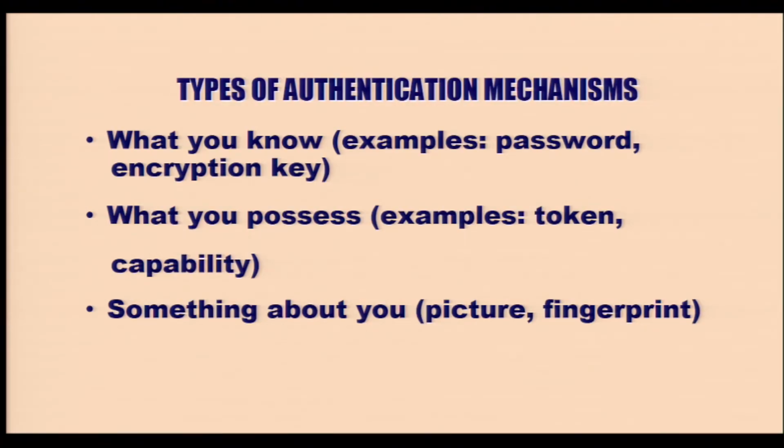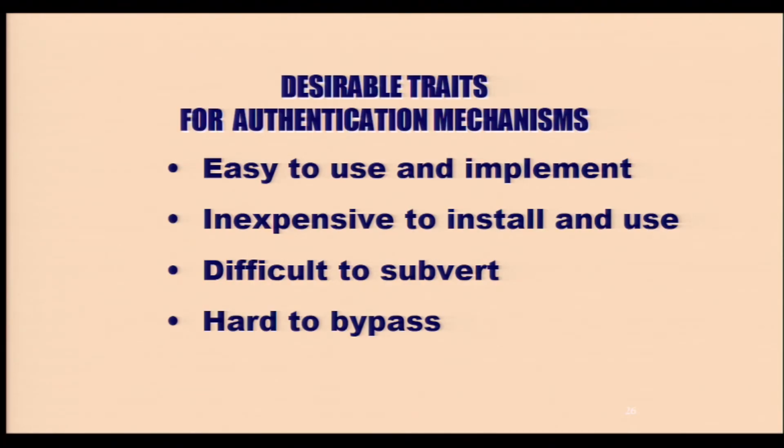What do you know? Password. What do you possess? A token or a special key. Unless I put a special key into this machine, it doesn't work, it doesn't get booted. Something about you, a picture, a fingerprint, or iris scan, or a texture, or whatever it is. So, these are the typical ways in which authentication happens. All authentication mechanisms must be easy to use, inexpensive to install, difficult to subvert, hard to bypass. Well, most of the times it is like that.